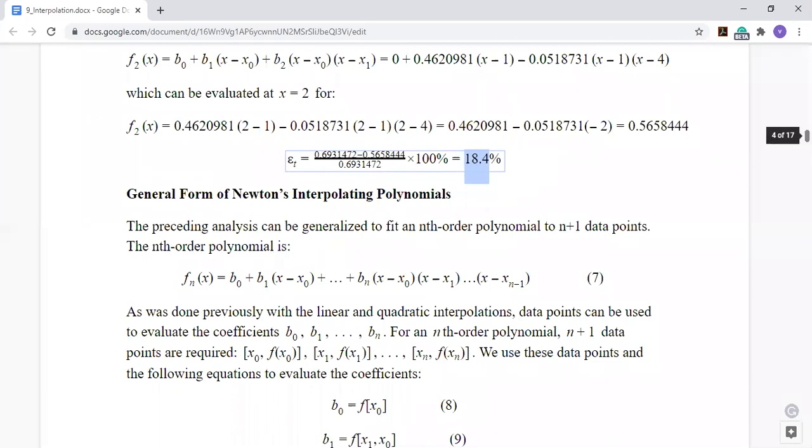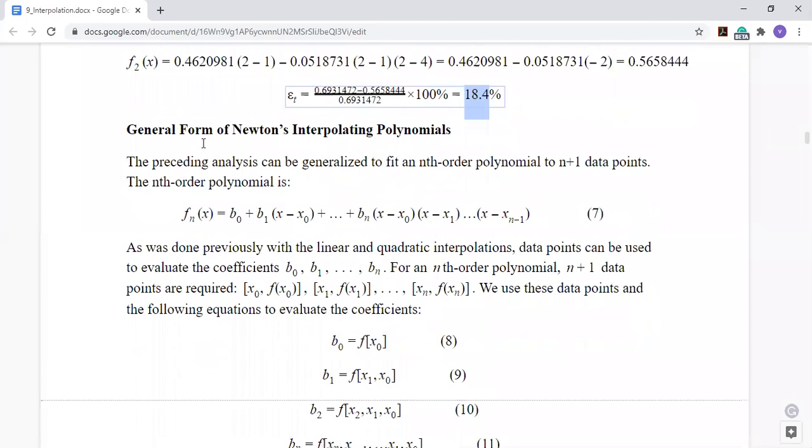So in this section, we want to find the general form for the polynomial, because now we did the first order polynomial, and we did the second order polynomial.